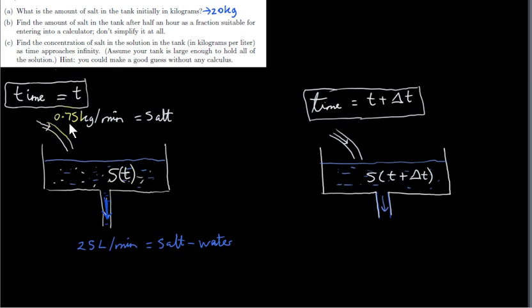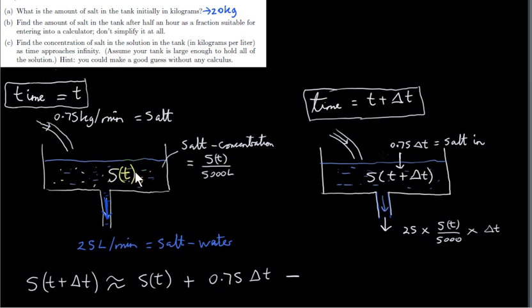We already saw that the amount of salt entering the tank is 0.75 kilograms per minute. And we saw that the amount of salt water leaving the tank is 25 liters per minute. Let's consider a time delta t later, a very small interval of time delta t later. So the amount of salt in the tank will be S of t plus delta t.